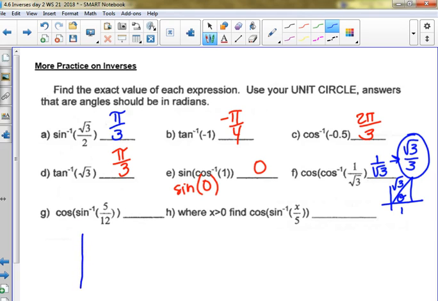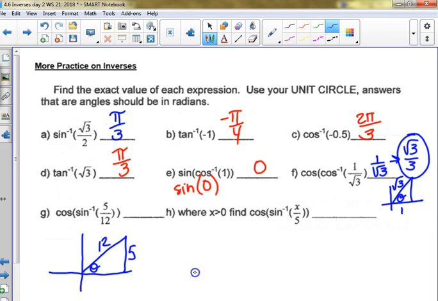Got to draw, yes? Quadrant 1, because it's a positive. Where do I put the 5 and the 12? 5 is on the y, or the opposite, and 12 is on the hypotenuse. I don't think that's a special triangle. I think they tricked me.